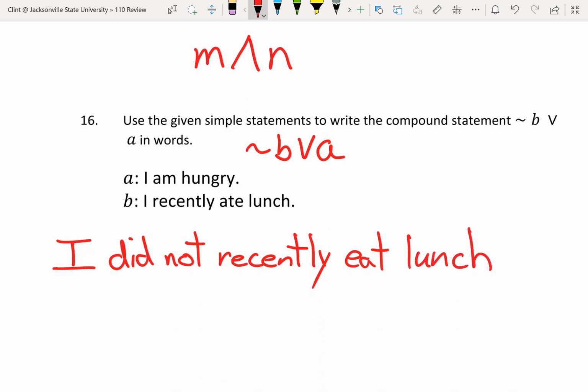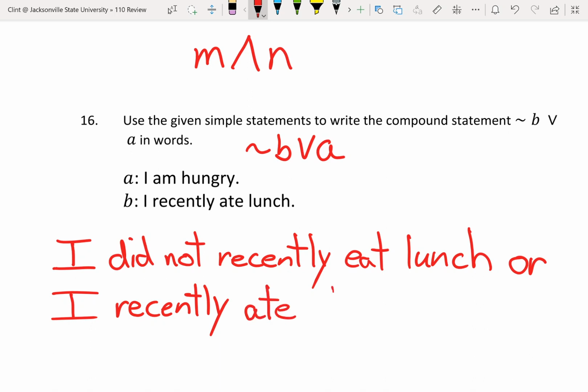And then yes, the V symbol is or. And then we just need statement A. We end up with a weird statement, but that's okay. Oh, sorry, I looked at the same thing. A is I am hungry. Is this not as weird as I thought it was? Did not recently eat lunch or I'm hungry.